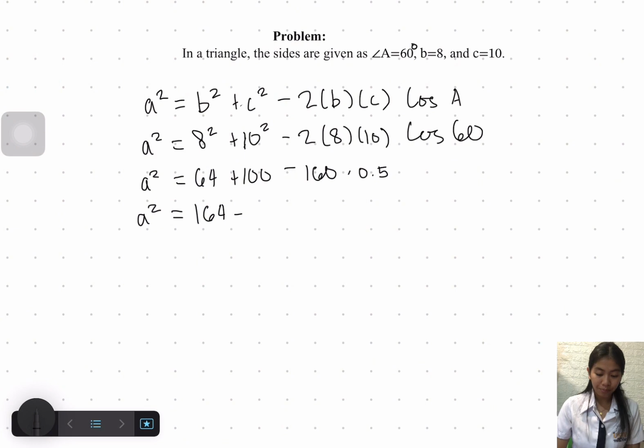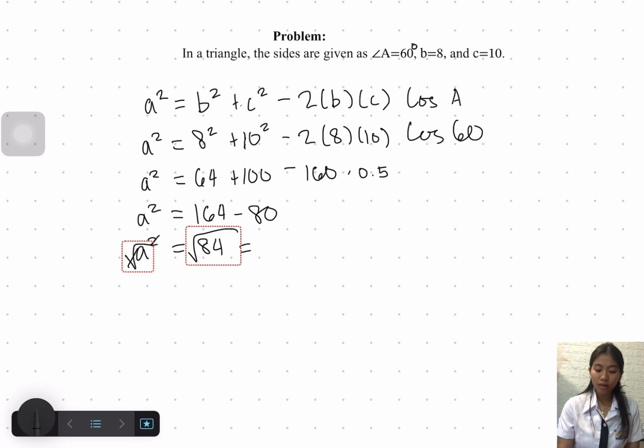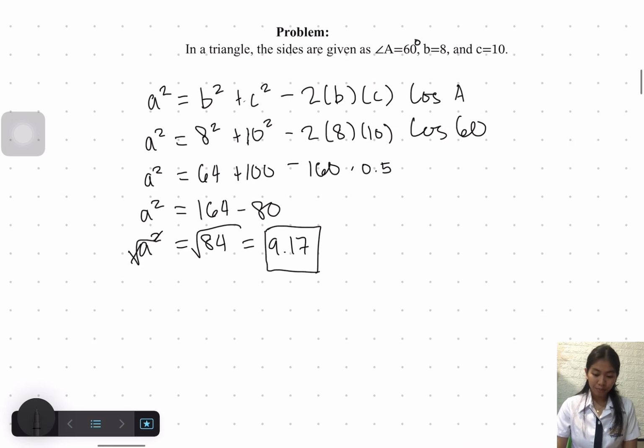a squared is equal to 164 minus 80. That would be the square root of 84. And since the a is squared, we need to cancel out the square and the square root, and that's why only a will remain, and that would be 9.17.